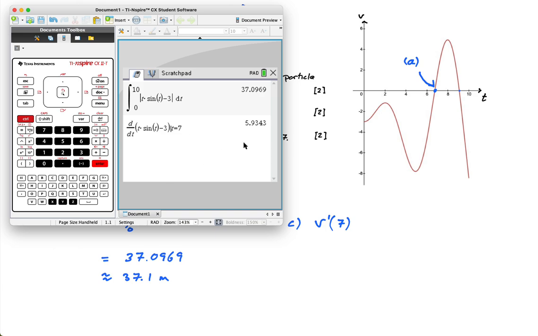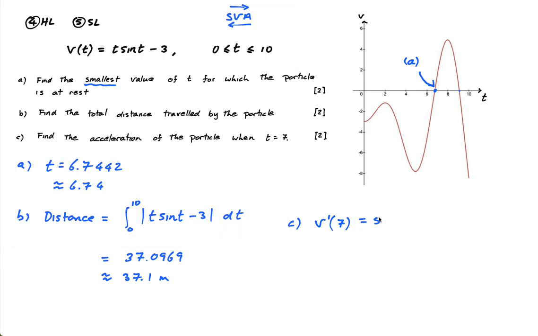I get 5.9343, which is approximately equal to 5.93, and that'll be meters per second squared, because it's acceleration. And guys, it's worth looking at your graph. Does this make sense that the derivative at 7, so 7's about here, is 5.93? Well, yeah, it's positive and it's pretty steep, so it makes sense. Okay, that's that question, guys. I'll see you for the next one.